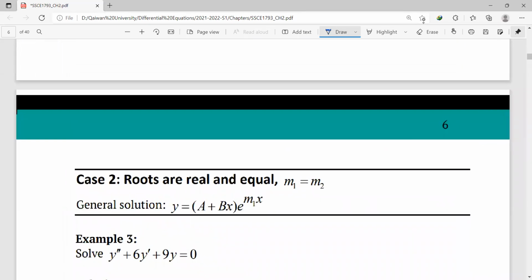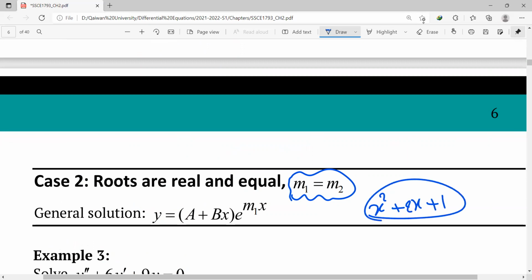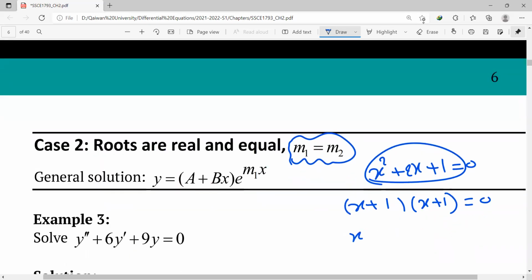Now we have case 2. For case 2, we said if m1 equals m2, that means we have only one m. For example, in solving x squared plus 2x plus 1 equals 0, here we get only one solution. How? If we make it into two brackets, we get x plus 1 in both. So from both, we get x equals -1. In this case, we have only one solution. That means the solutions are repeated.